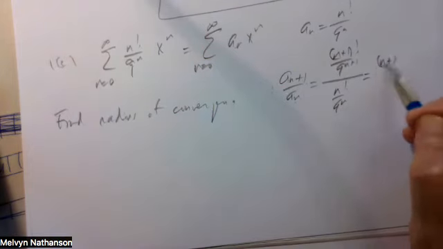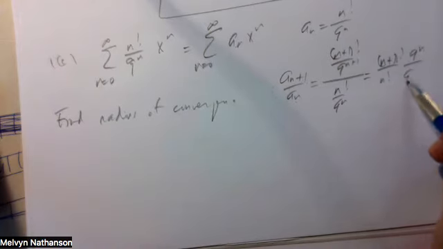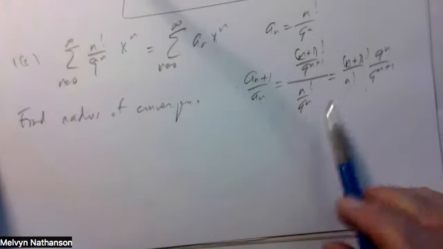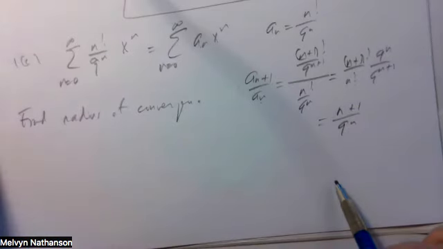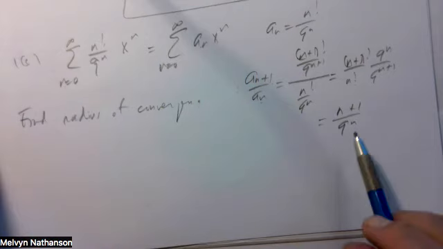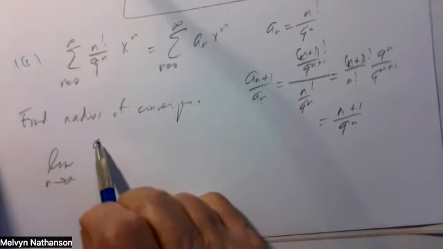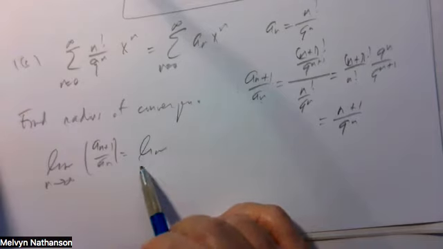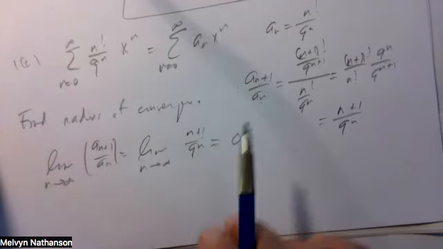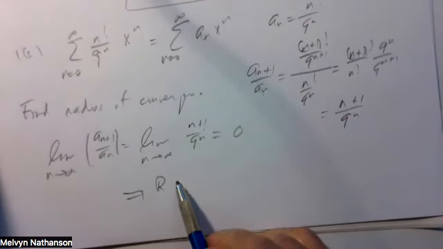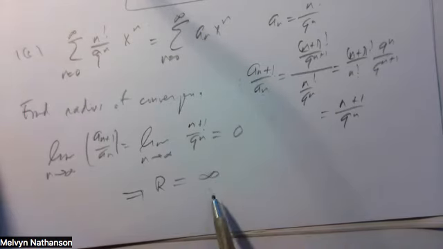If you rearrange this, (n plus 1) factorial over n factorial, times 9 to the n over 9 to the n plus 1. (n plus 1) factorial over n factorial is just n plus 1, and 9 to the n over 9 to the n plus 1 is 1 over 9. So the limit as n goes to infinity of a n plus 1 over a n is the limit of (n plus 1) over 9 to the n. And that's 0, because the exponential grows faster than n. So that means the radius of convergence is infinite, right? 1 over 0 is infinity.